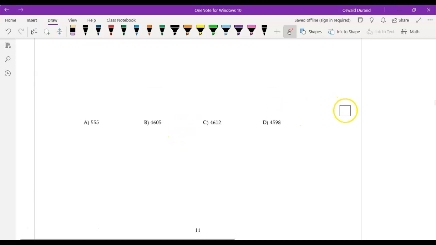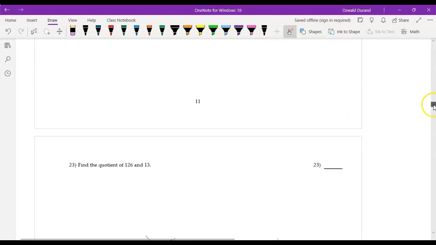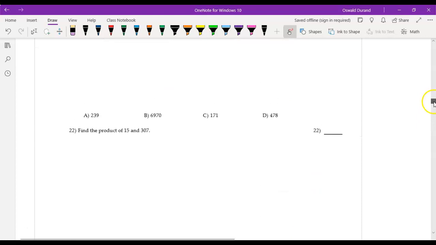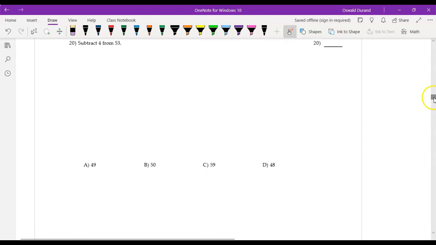Alright, so let me go to another one because we saw this. Right here we have subtract 4 from 53, right? So if I'm taking away 4 from 53, the operation has to be subtraction, right? So it's going to be 53 minus 4, and that's going to give me 49. Okay?